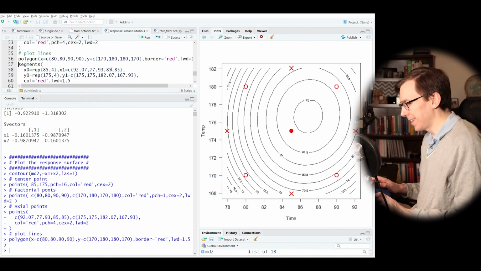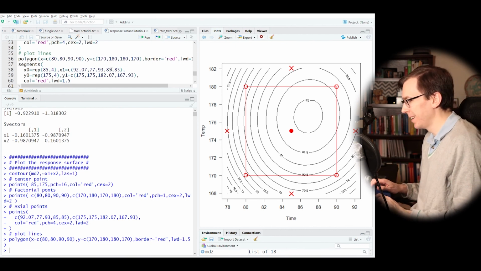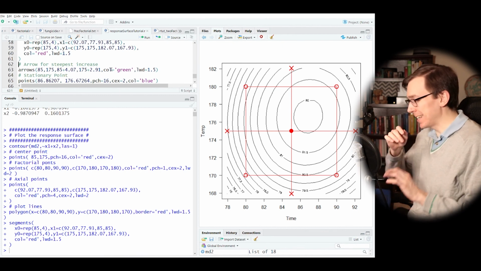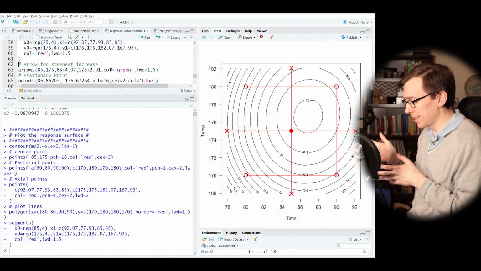Now we can use polygon here to draw some lines, which is great because now we have our square, and we can even draw in the axes. So you can get a sense of what the central composite design looks like in this case.